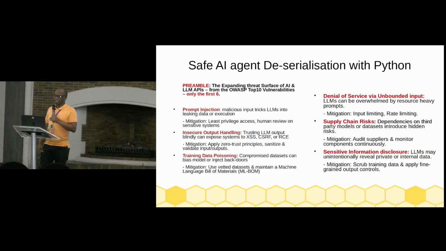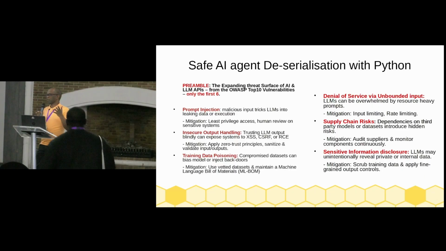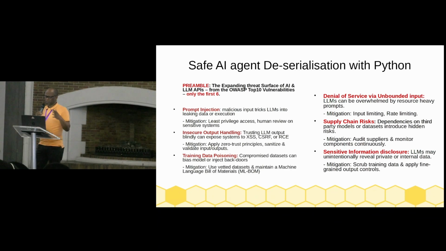The next one is insecure output handling. We are looking at the idea of trusting an LLM, and I'm going to talk about an example later from Australia. Trusting an LLM output blindly can expose your systems to various threats happening on the web, whether that's cross-site scripting, cross-site request forgery, or even remote code execution. That's what those acronyms stand for there. So how do we mitigate that? Just like a Linux system admin, you apply your zero trust principles: trust no one, trust nobody. You sanitize your input data when you're coding your agent, and you also validate your inputs and outputs.